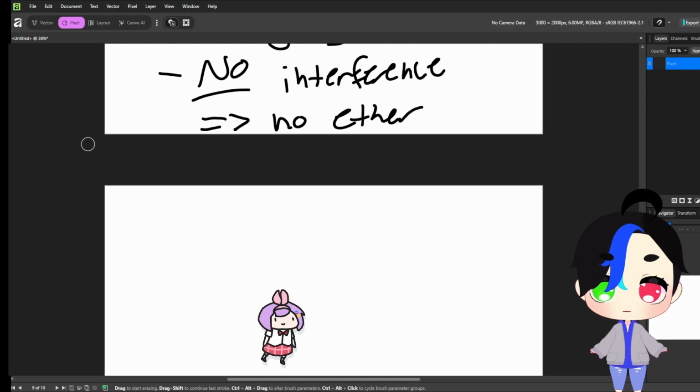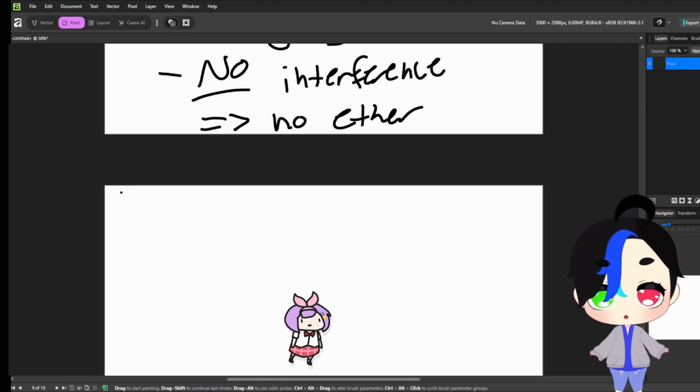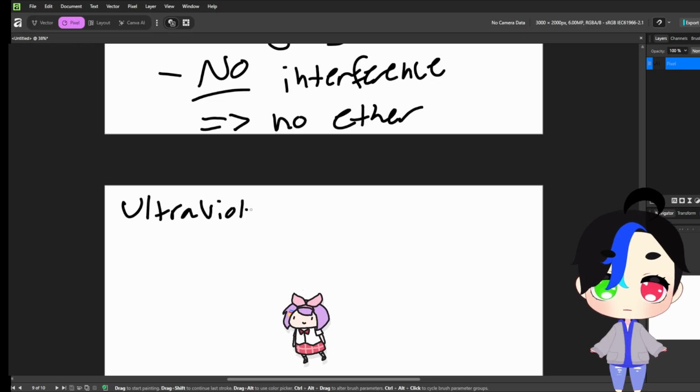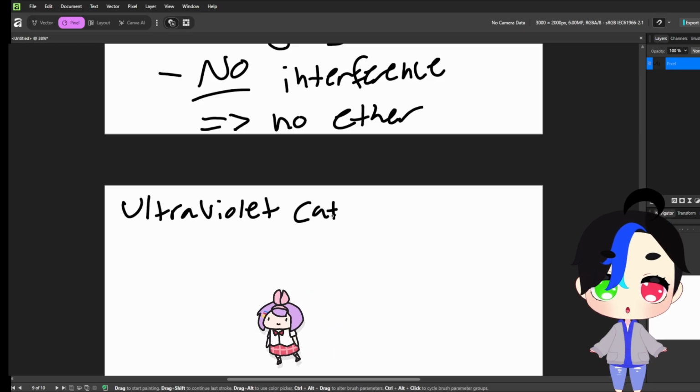This is called, much more theatrically, the ultraviolet catastrophe.